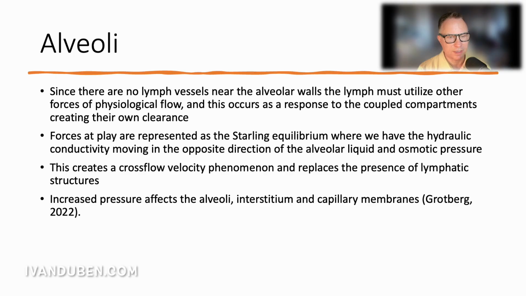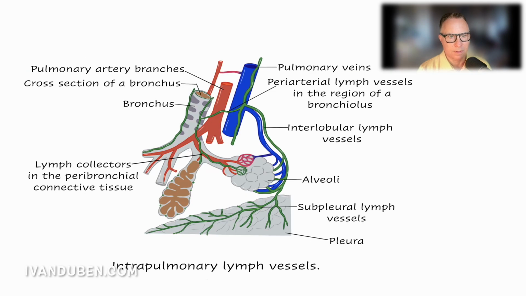Increased pressure affects the alveoli, interstitium, and capillary membranes. So this velocity phenomena allows for the detoxification support for the alveoli, since there are not any actual lymphatic vessels or structures at that particular juncture. Here's an image depiction giving us an indication.